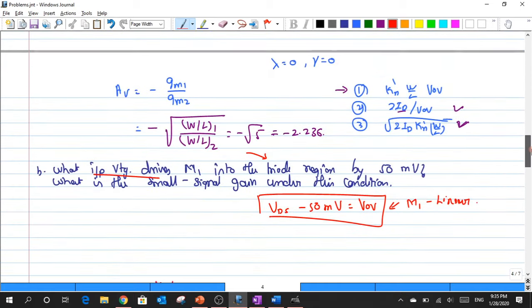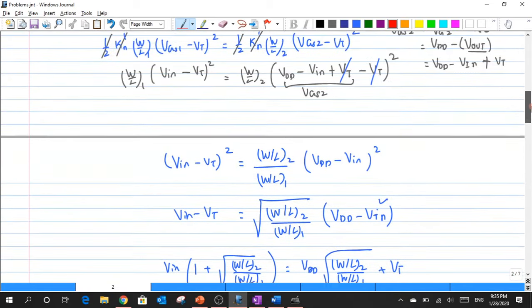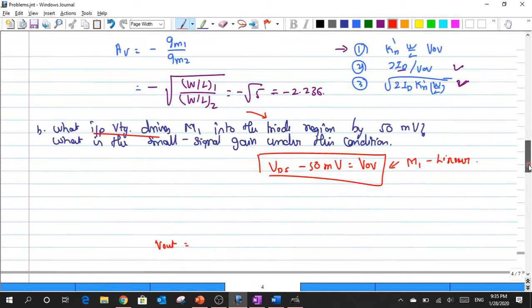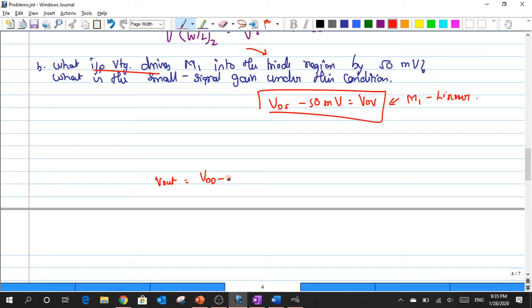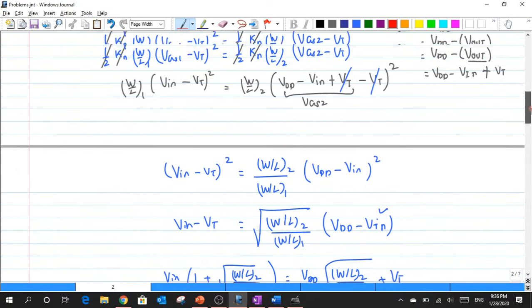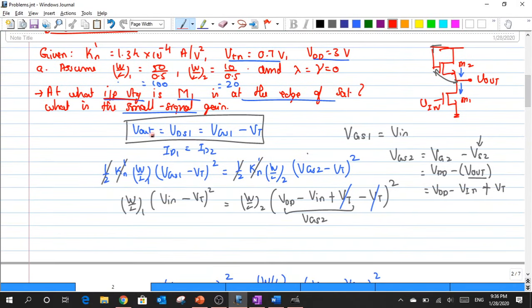Now let us compute the value of V out so that we can identify what exactly has happened. In the previous case, what was our V out expression? I think it was VDD minus... sorry, I have to get back to the pages. So we have this V out defined as VDS1, which is supposed to be equal to VGS1 minus VT.